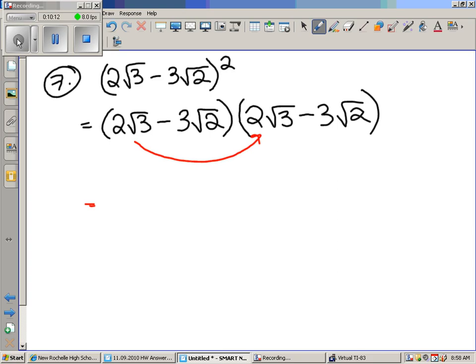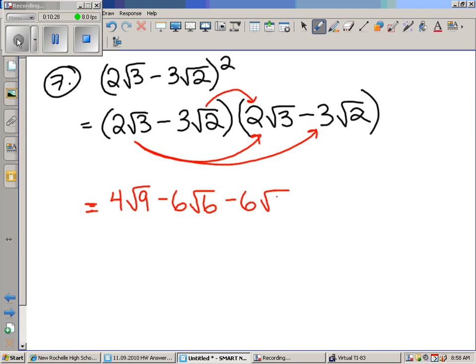So 2 rad 3 times 2 rad 3 is 4 square root of 9. 2 rad 3 times negative 3 radical 2 is negative 6 radical 6. These two multiplied together are negative 6 radical 6. And this is going to be plus 9 square root of 4. Now, instead of rewriting this all out, I'm just going to simplify. What's the square root of 9? 3. Okay, so this is really 3, and that's going to be 4 times 3.